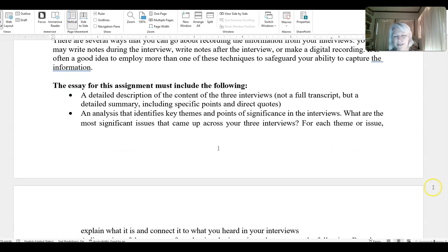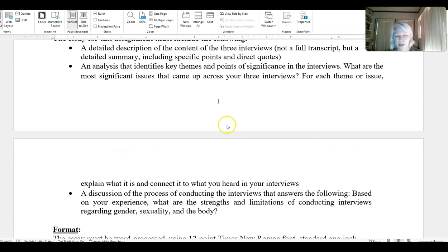And then the second part is an analysis. And I give you some specific things to think about, right? A lot of this is going to have to be partly your interpretation, your assessment of what you learned, right? What are the most significant, in your opinion, right? And based on what you learned, what are the most significant issues that came up? Particularly things that come up across the 3 interviews. If you start to see a pattern, that's a thing that should jump out at you and you want to talk about, right? And then for each theme or issue, I want you to ground it in the specific things you heard in your interviews.